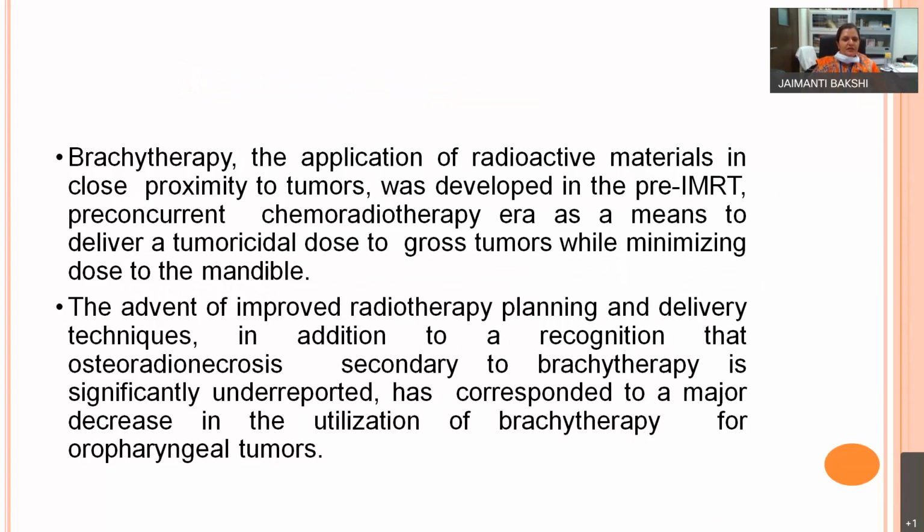So brachytherapy is the application of radioactive materials in close proximity to the tumors, was developed in the pre-IMRT, pre-concurrent chemoradiotherapy era as a means to deliver the tumoricidal dose to gross tumors while minimizing dose to the mandible. The advent of improved radiotherapy planning and delivery techniques, in addition to a recognition that osteoradionecrosis secondary to brachytherapy is significantly high, has corresponded to a major decrease in the utilization of brachytherapy for oropharyngeal tumors.